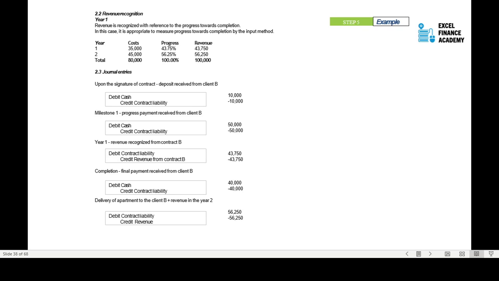So upon signing, they will be charging 10,000 to the contract liability, and then when they get the progress payment, it also gets recognized to contract liability. At the end of year one, they debit the contract liability and credit the revenue, which is 43% of the total amount, 43,750, and the rest would be at the time of delivering the contract, where they will be able to adjust the balance of the amount. So this is one example of how the revenue should be recognized over a period of time or at a point in time.